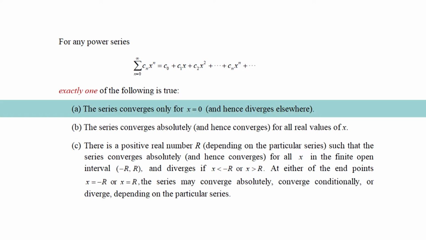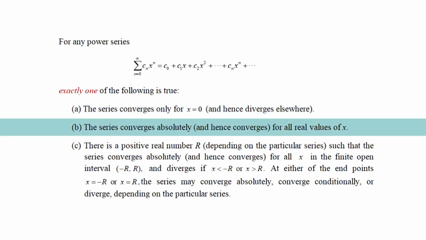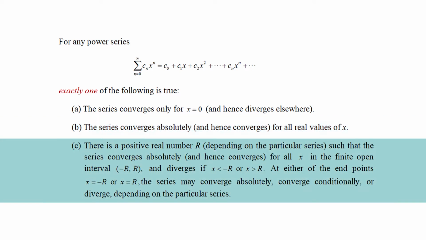First one, the series converges only for x equal to 0 and hence diverges elsewhere. Second one, the series converges absolutely and hence converges for all real values of x. Third one, there is a positive real number r, depending on the particular series, such that the series converges absolutely and hence converges for all x in the finite open interval negative r, r, and diverges if x less than negative r or x greater than r.